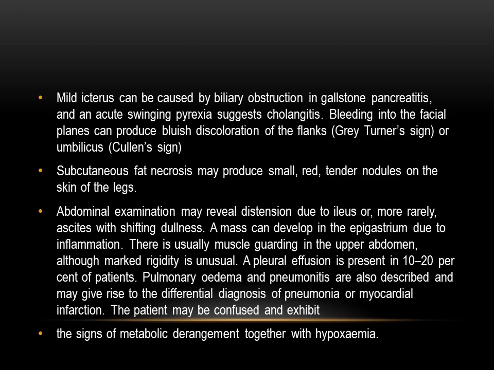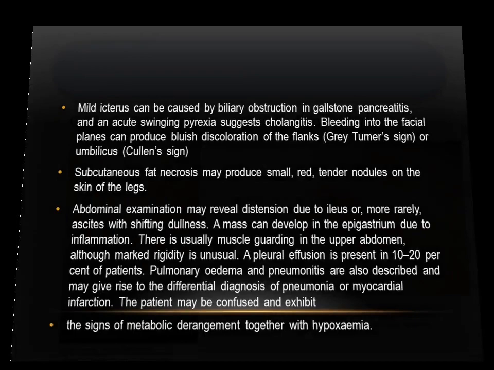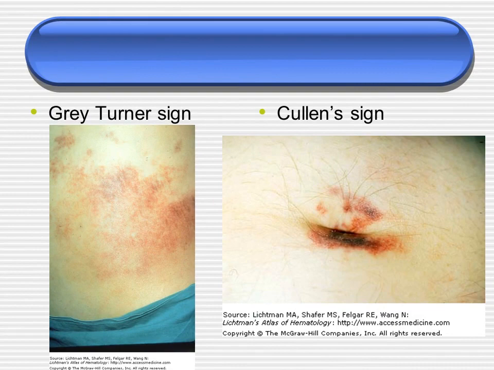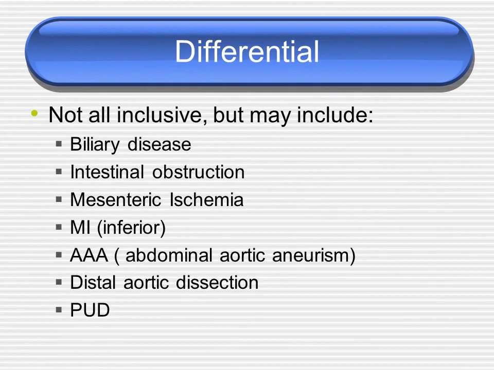Pain, especially in the upper abdomen, with marked rigidity sometimes, and with respiratory complaints: pleural effusion in 10 to 20% of patients, pulmonary edema, pneumonia, and other presentations. It takes a high index of suspicion to suspect a cause of pancreatitis. Any cause of acute abdomen can present as acute pancreatitis.